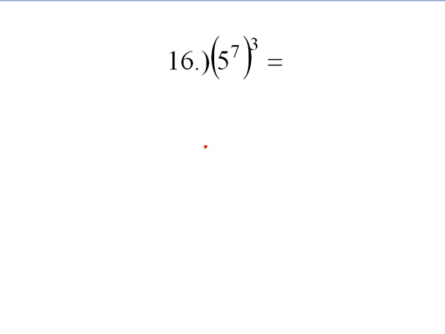Here's a problem with an exponent raised to an exponent. When we raise an exponent to an exponent, what did we do with the exponents? Multiply them. Good. So we have 5 raised to the 7th times 3, which equals 5 raised to the 21. Now we don't have to take that any further for this section.